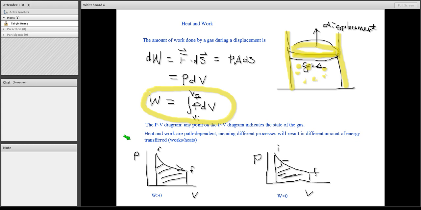So heat and work are the quantities that are path dependent. It really depends on what kind of process is involved, and the amount of heat or work will be different.